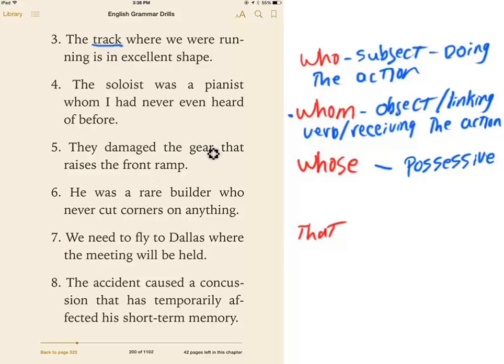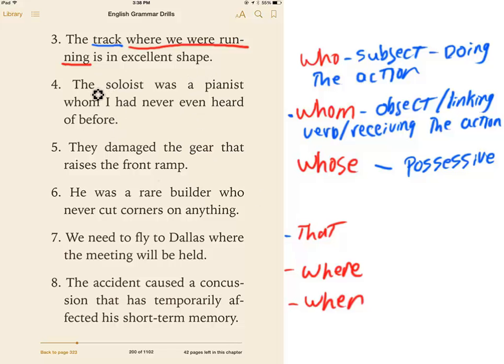Now, it's not human, so I could use that, but I know that it's talking about someplace else. Okay, it's a place. So where is used. Where we were running. Okay, it tells where the track is. It's a place. You have to use where. Okay, so where or when. The track that we were running is in excellent shape. It's just where sounds better.